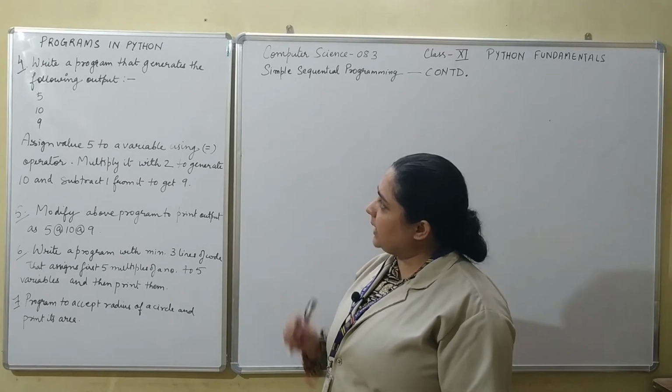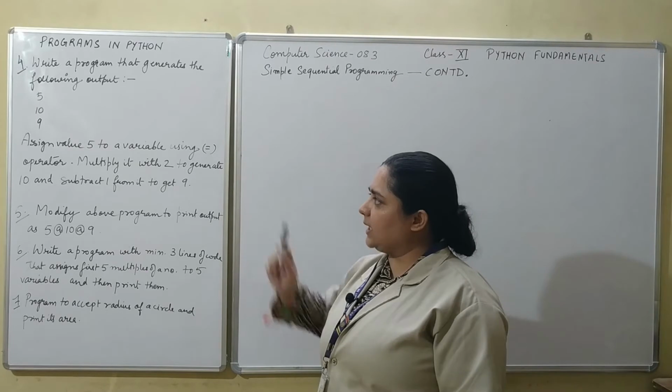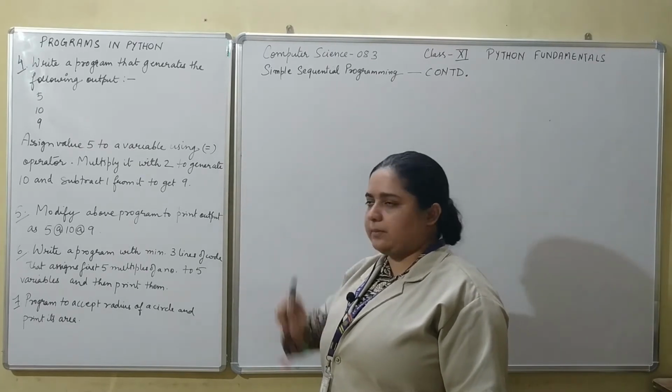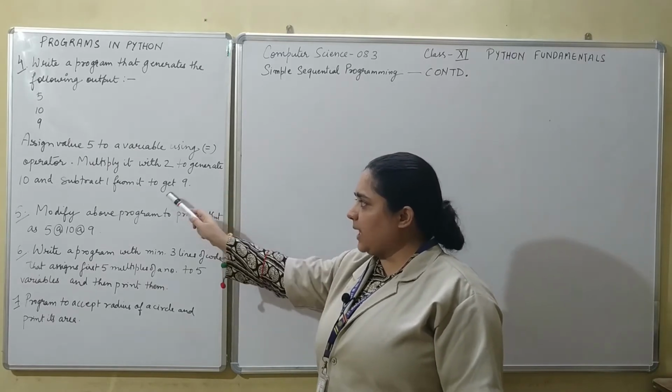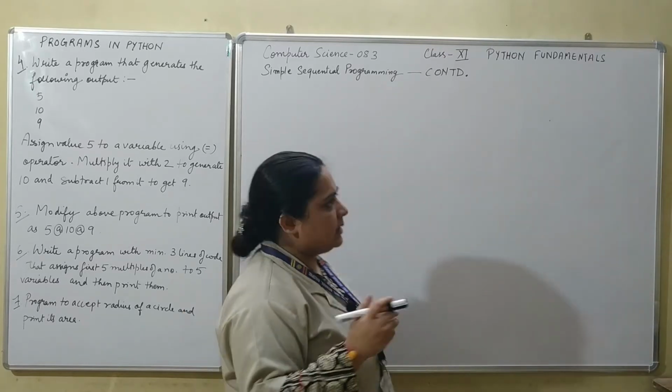Number 1, write a program that generates the following output, that is 5, 10 and 9. Assign value 5 to a variable using the assignment operator, multiply it with 2 to generate 10 and subtract 1 from it to generate 9. So we are going to see how to code this program.